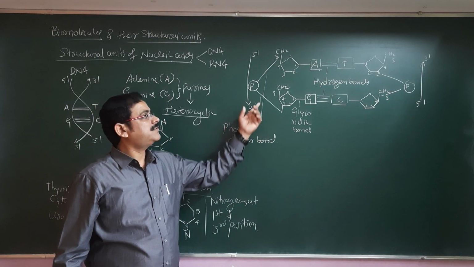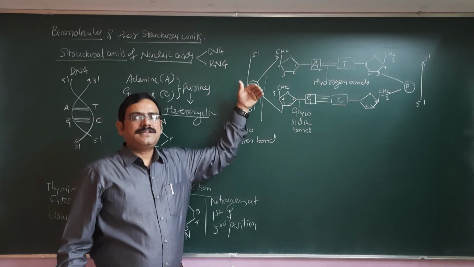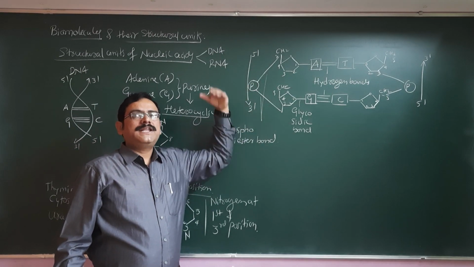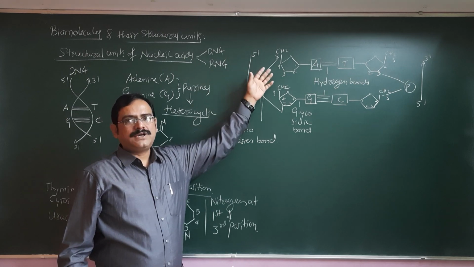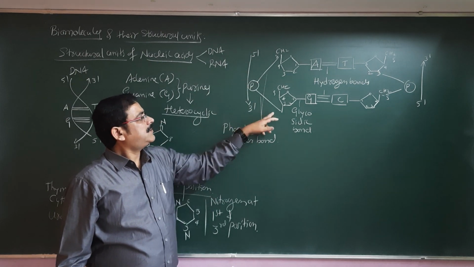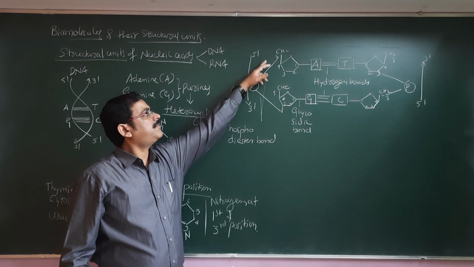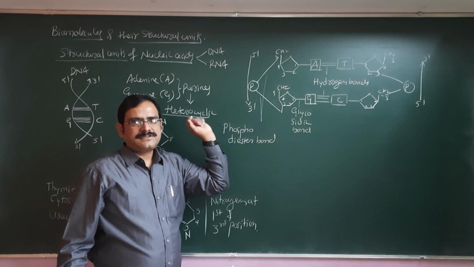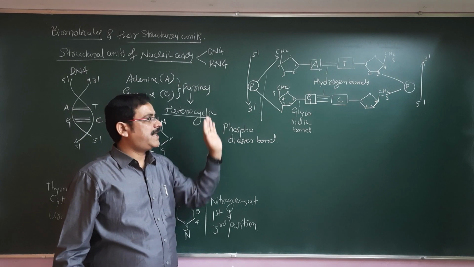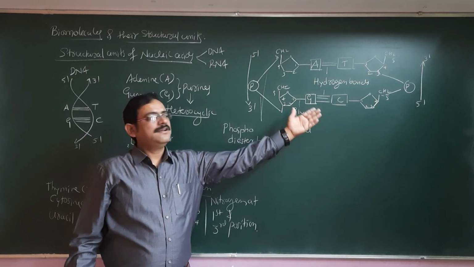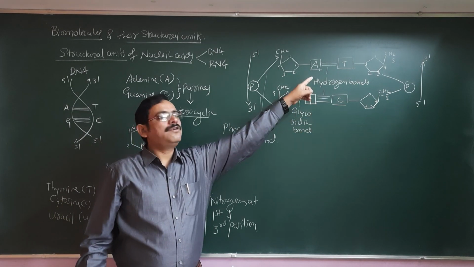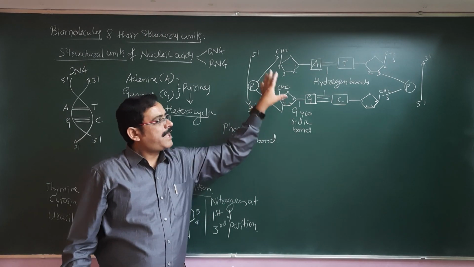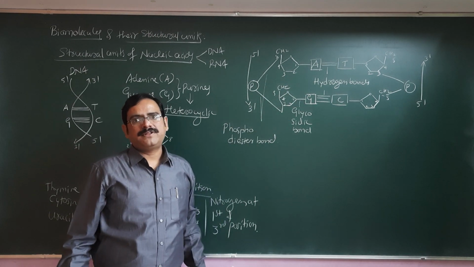The phosphodiester bond is between the sugars, one after the other, from one sugar to the next successive sugar. The fifth carbon of one attaches to the third carbon of the next sugar, so it is 5' to 3'. The fifth carbon goes and attaches with the third carbon, with the phosphodiester bond between them.